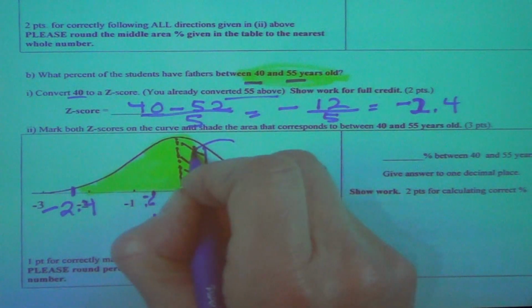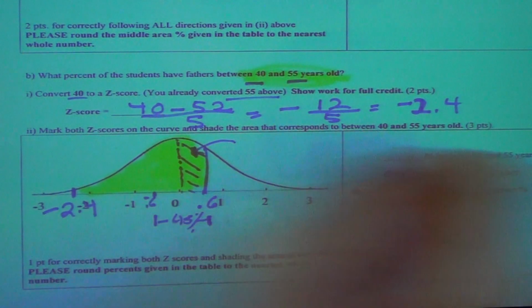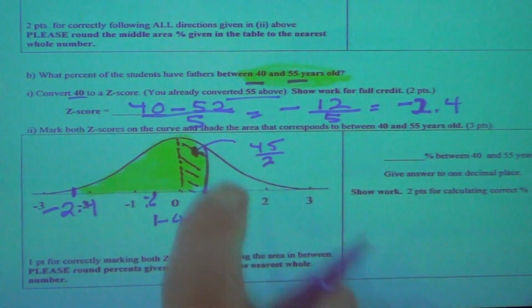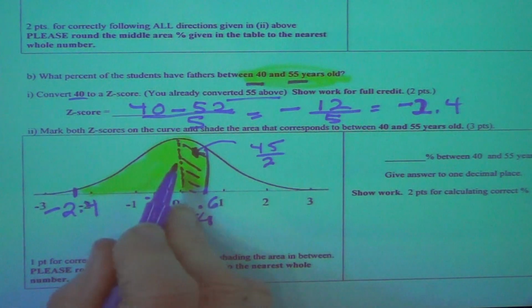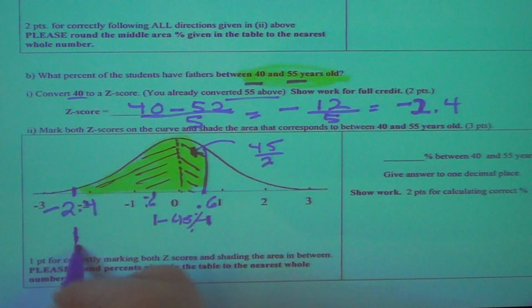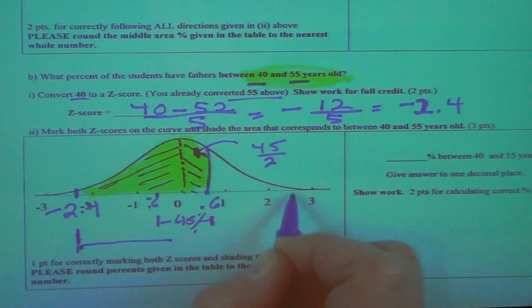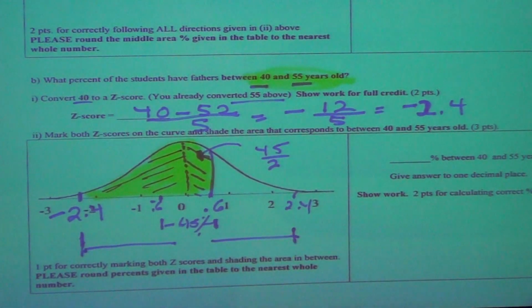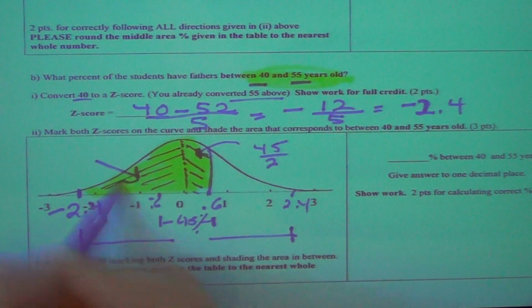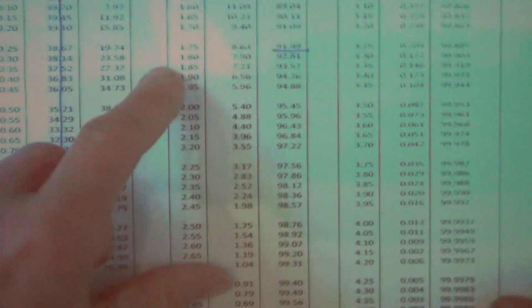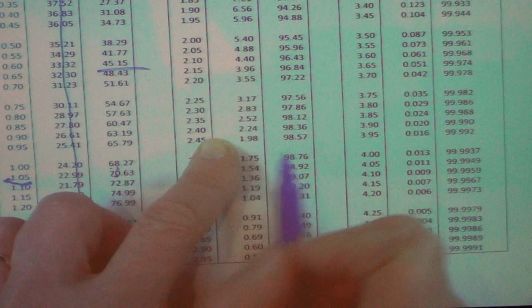So what do you think this piece right here is? 45 divided by what? Okay, so we've got that one. Now, how do you think we'll do this one? Well, we'd go between 2.4 and negative 2.4, all the way to 2.4. We'd have to look that up, that whole thing, and then just divide that by half. So we have to look that up. Does that make sense? So we're going to look up 2.4 here, and what do we get?